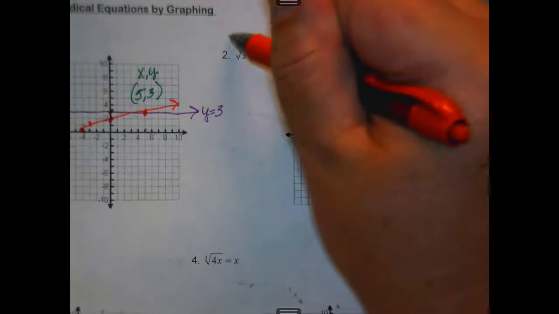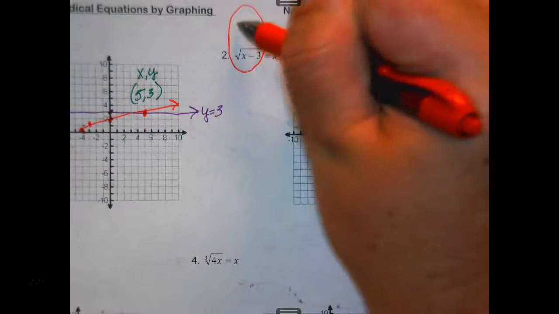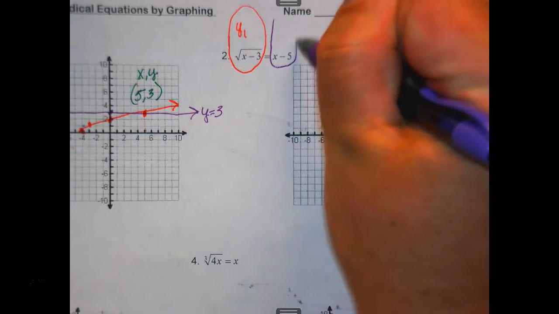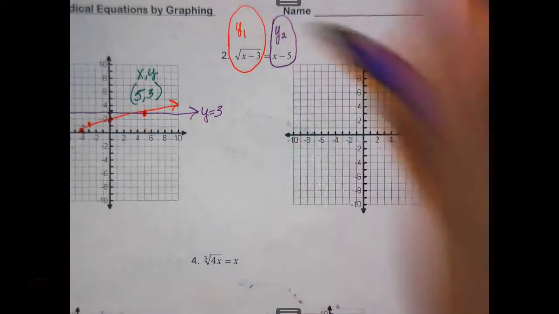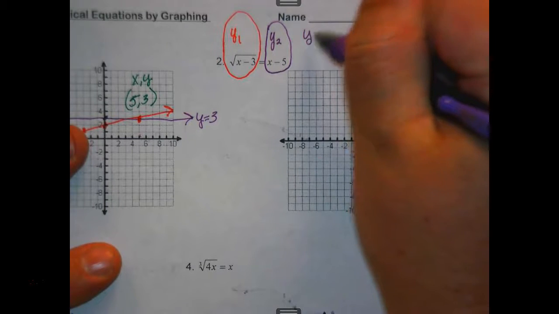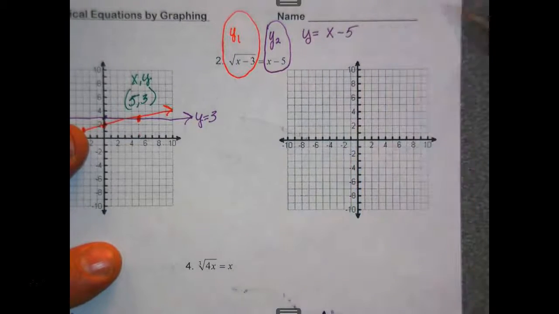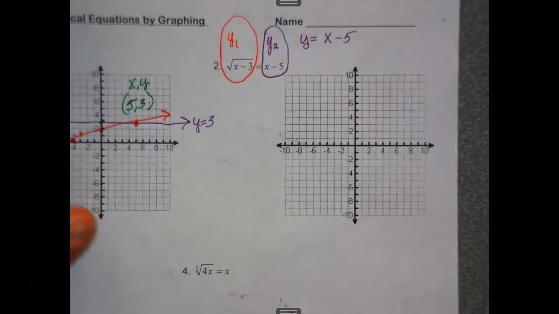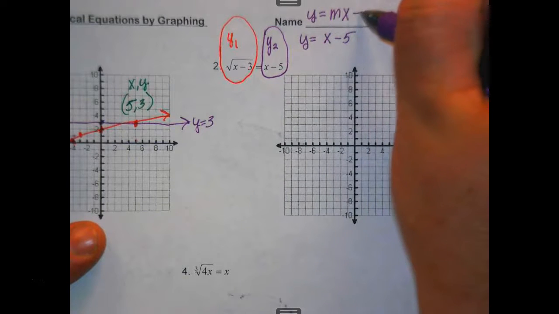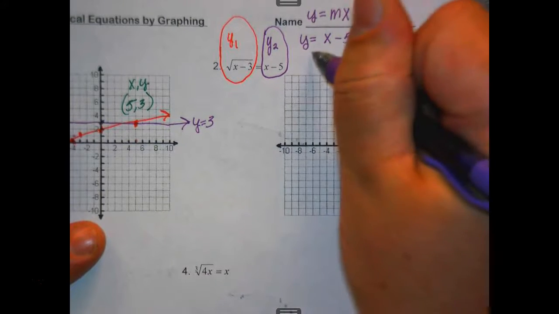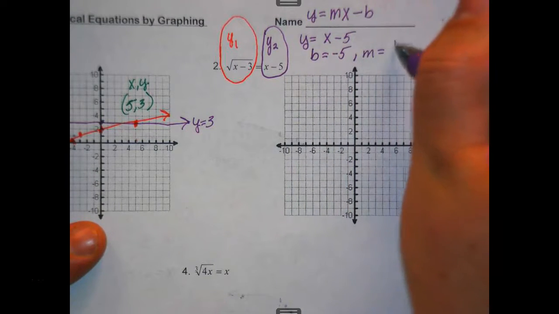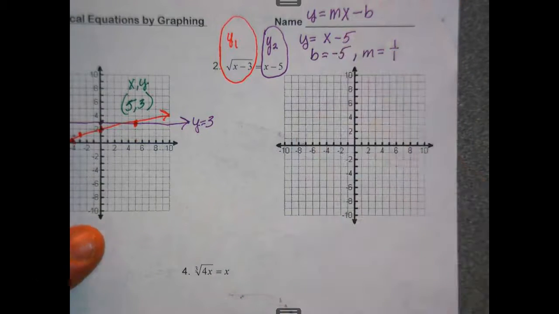All right. Here's my y1 function. And here's my y2 function. Now, how easily we forget. The y2 function, what form is that in? The x minus 5, what form is that? Yeah, y equals mx plus b, right? That's a line. It's slope-intercept form. So, what's my b here? And my slope? 1 over 1. You could put this in a calculator and get it.